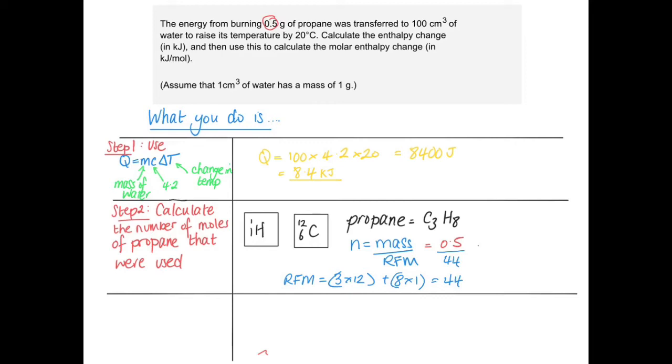And we can then say that 0.5, the mass of the propane, divided by the relative formula mass, which we've worked out here, is 0.5 divided by 44, which equals 0.0114 moles.